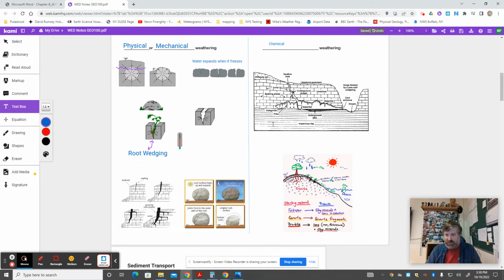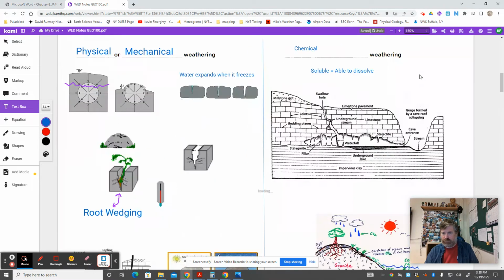Dissolving is the easiest one of these to picture. Things that are soluble, and that might be a vocab word that pops up here and there. So let's check it on there. Soluble is the term for it can dissolve, able to dissolve. Not a very technical sounding definition, but it'll work.